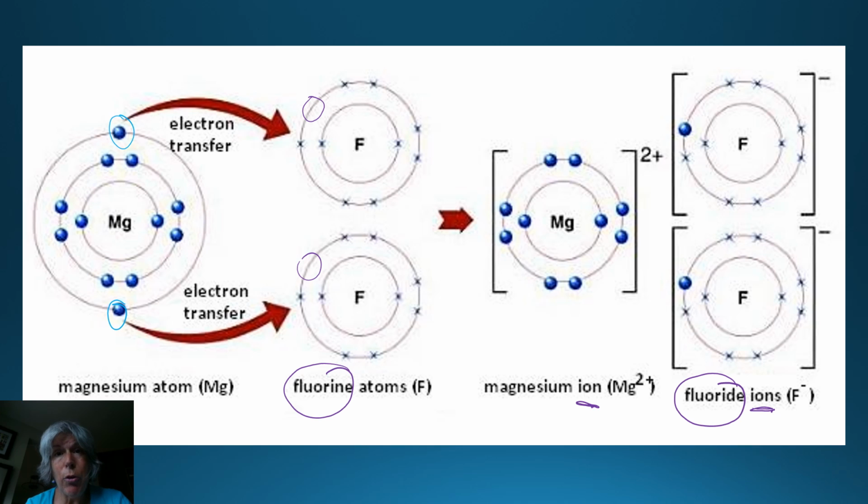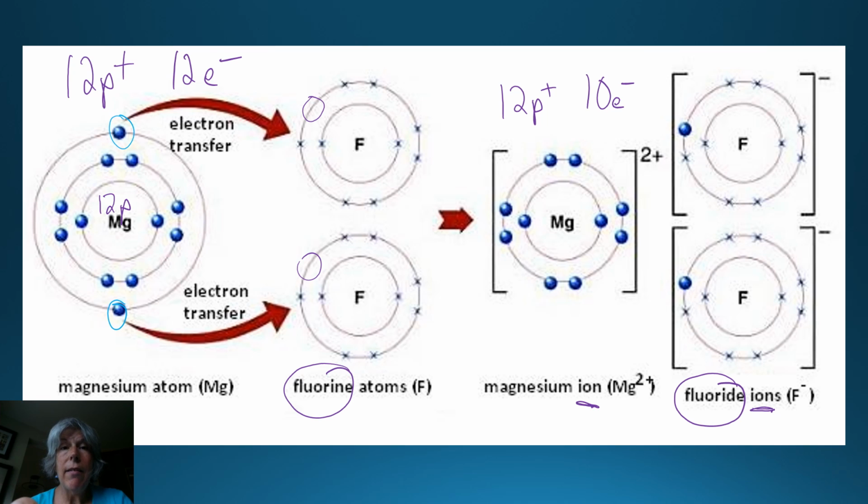Now what do I mean by a positive ion or a negative ion? Well, if you count the protons and the electrons in each of these, you will see that they're no longer equal. Magnesium gave up 2 of its electrons. Magnesium originally had, let's see, 8, 9, 10, 11, 12 protons and 12 electrons. 12 plus negative 12 is 0. It's neutral. Over here, magnesium still has its 12 protons, but it only has 10 electrons. 12 plus negative 10 is positive 2. So that's a positive 2 ion.